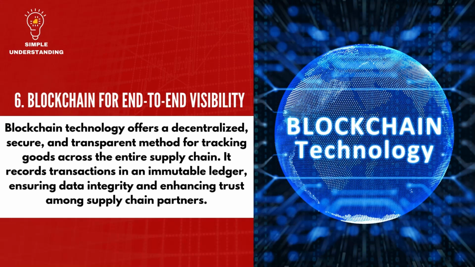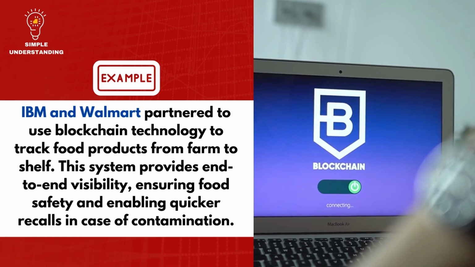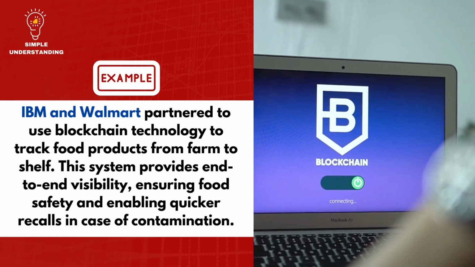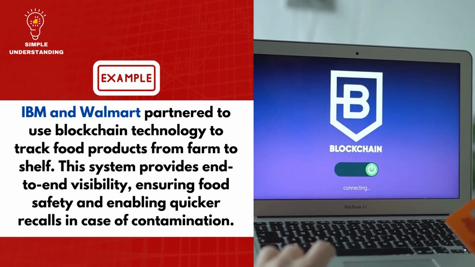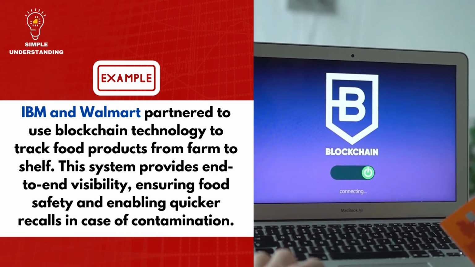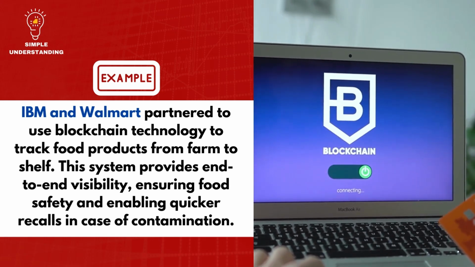6. Blockchain for end-to-end visibility. Explanation. Blockchain technology offers a decentralized, secure, and transparent method for tracking goods across the entire supply chain. It records transactions in an immutable ledger, ensuring data integrity and enhancing trust among supply chain partners. Example: IBM and Walmart partnered to use blockchain technology to track food products from farm to shelf. This system provides end-to-end visibility, ensuring food safety and enabling quicker recalls in case of contamination.